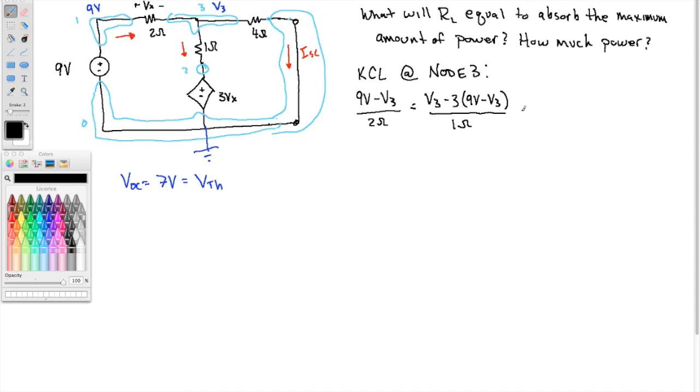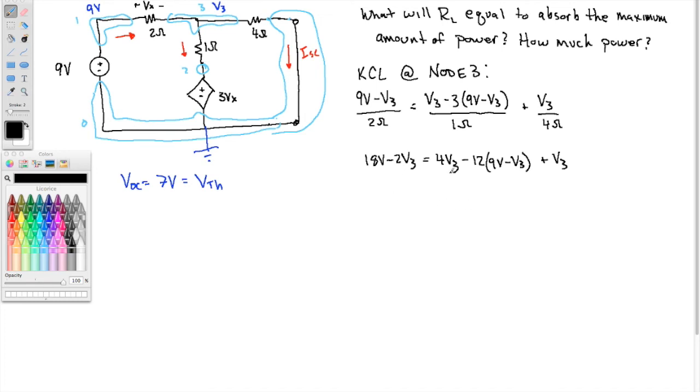Then we have ISC. That's V3 minus 0 over 4 ohms. All right, so I'll multiply by the common denominator of 4 ohms. So I've got 18 volts minus 2V3 equals 4V3 minus 12 times 9V minus V3 plus V3.